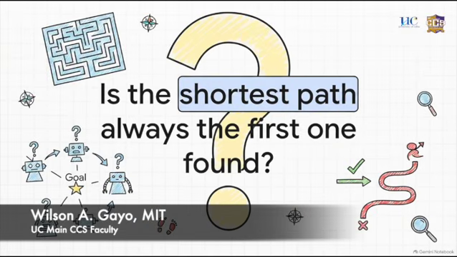So let's kick things off with a question that kind of challenges our basic intuition about navigating obstacles. Think about it. In a maze, is the shortest path always the first path found? Keep that in the back of your mind as we go, because the answer totally depends on the specific underlying logic the agent is using to explore.